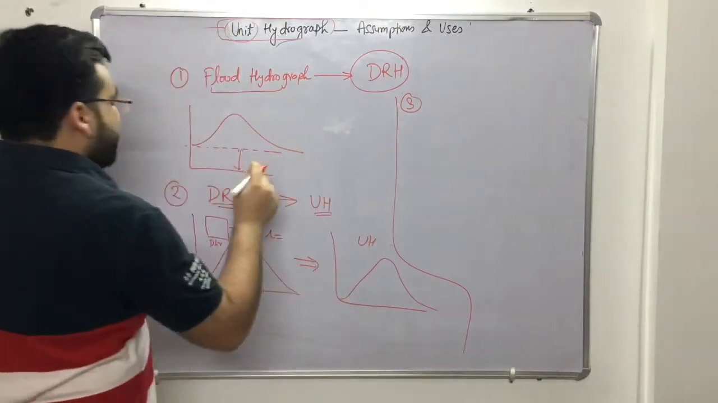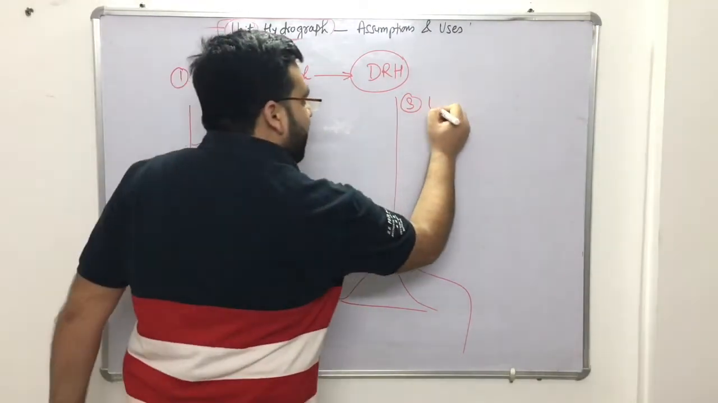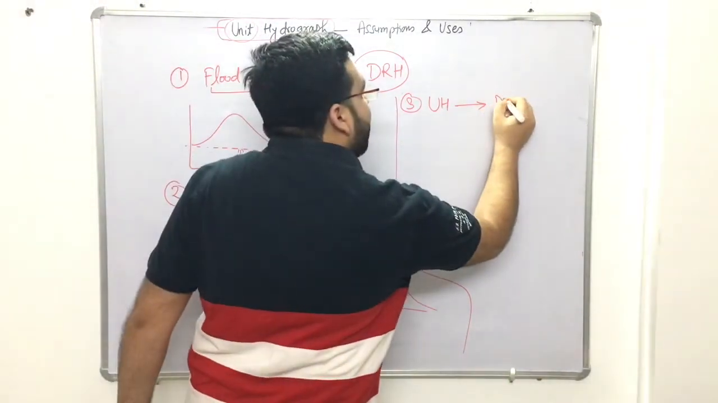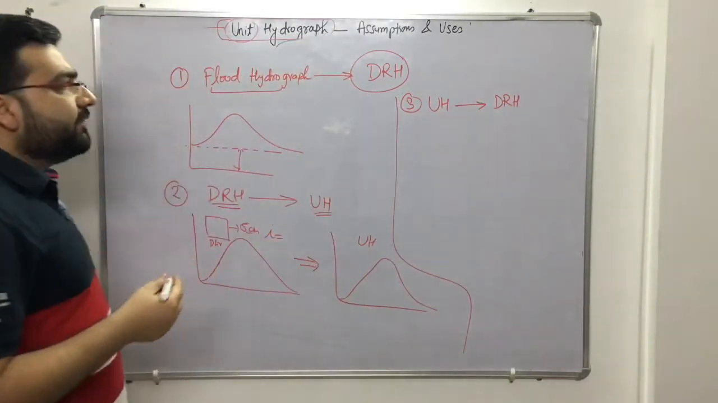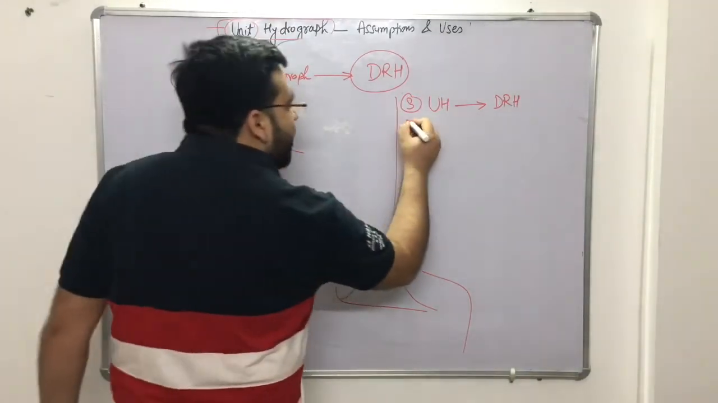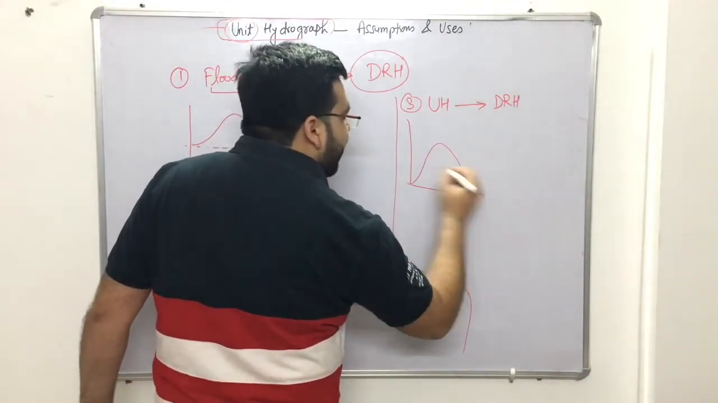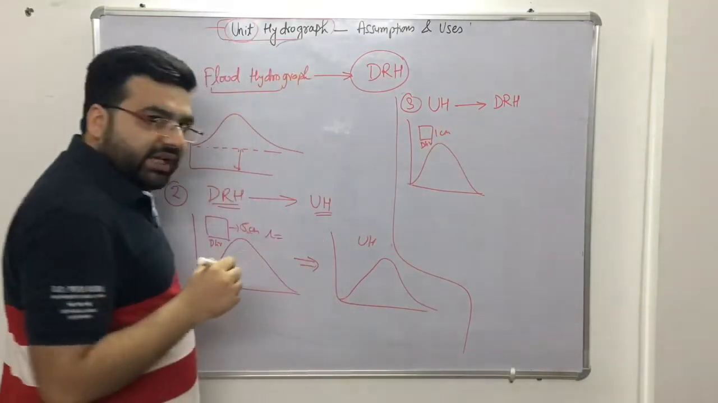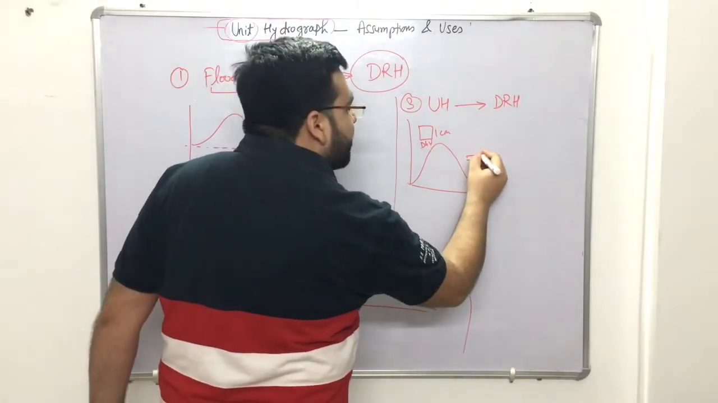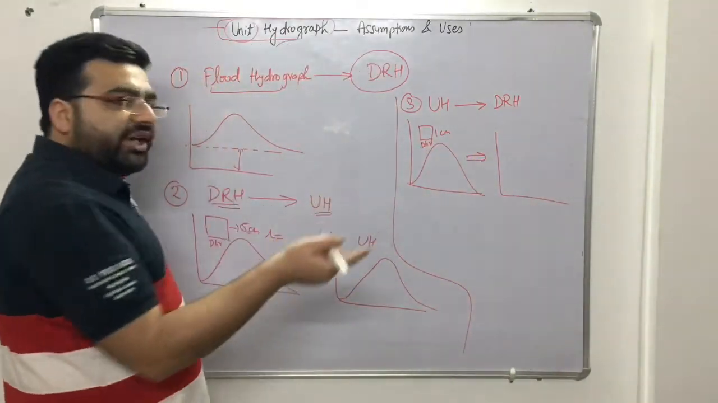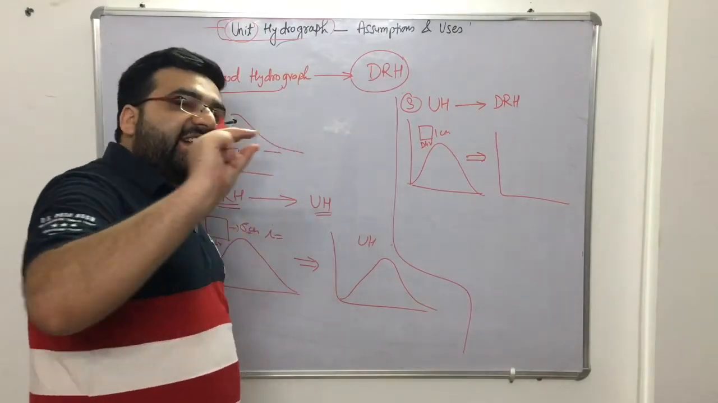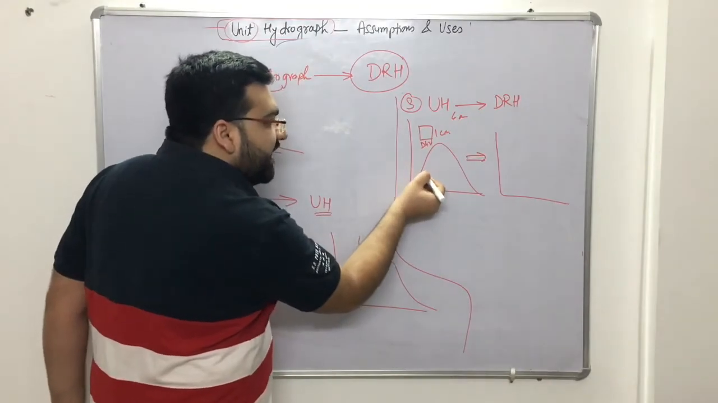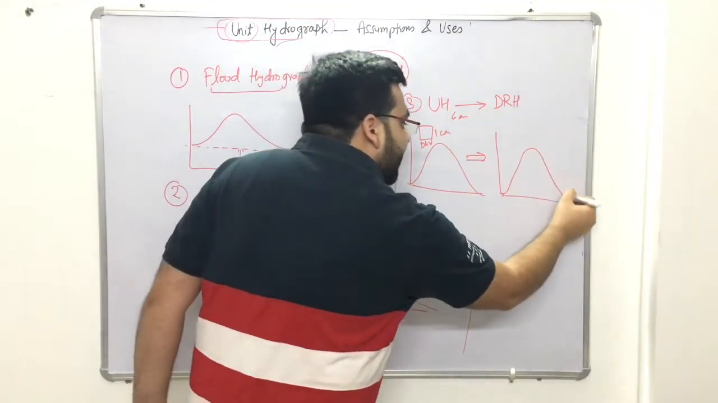The third type of question which comes in examination is that from the unit hydrograph, you have to calculate the direct runoff hydrograph. I told you that it follows a linear response. For example, you have a unit hydrograph, and this is of 1 unit, let us say 1 centimeter, for d hour duration. Clear? Now you have to get the direct runoff hydrograph. So you have to multiply the ordinates by the effective rainfall. Let us say the effective rainfall is 6 centimeter. So you multiply each ordinate by 6 to get the direct runoff hydrograph.